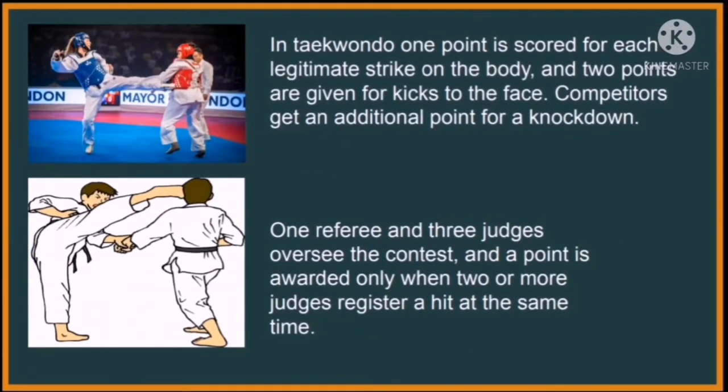In taekwondo, 1 point is scored for each legitimate strike on the body, and 2 points are given for kicks to the face. Competitors get an additional point for a knockdown. 1 referee and 3 judges oversee the contest, and the point is awarded only when 2 or more judges register a hit at the same time.